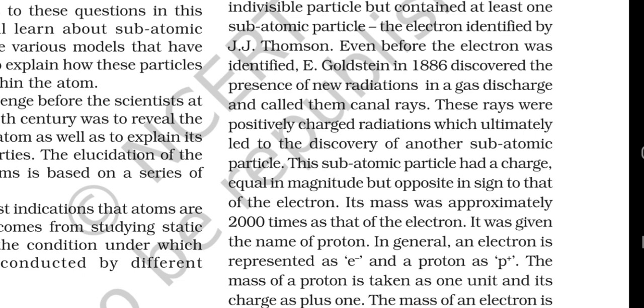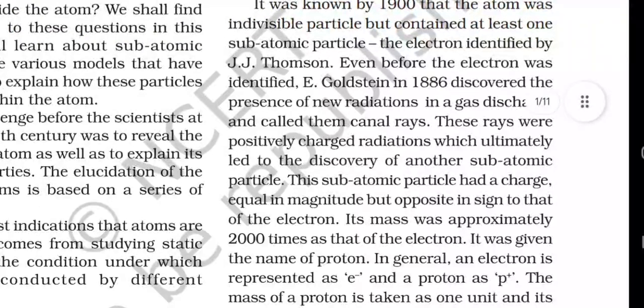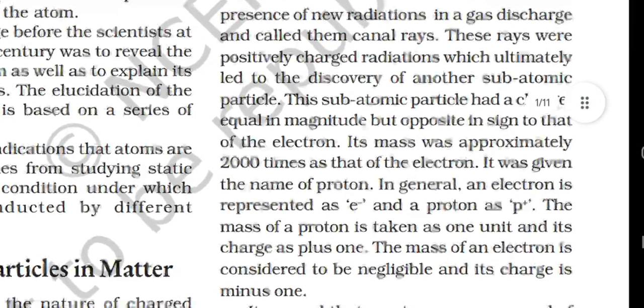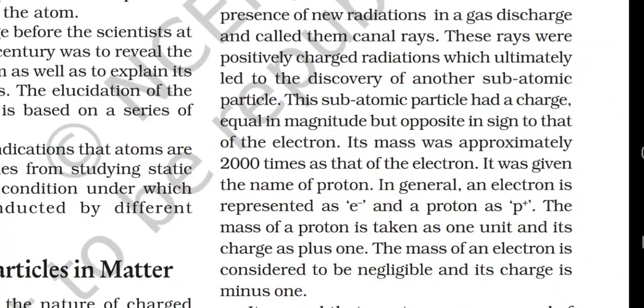So these types of particles are given the name proton. In general, the electron is represented as e minus, and the proton as p plus. Here, if you see proton p plus, it means the electron carries the minus charge and the proton carries the positive charge. The mass of a proton is taken as 1 unit and its charge as +1. The mass of an electron is considered negligible and its charge is -1.